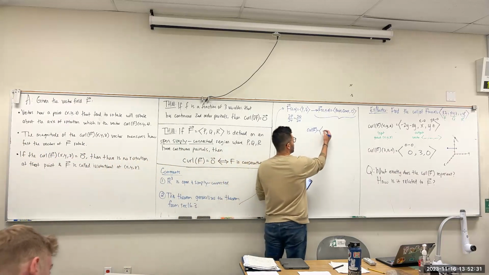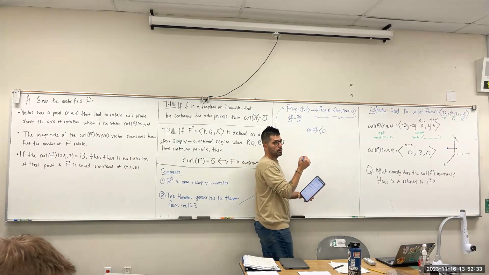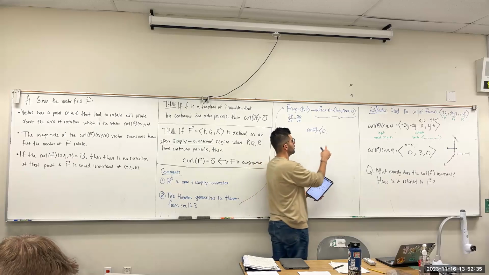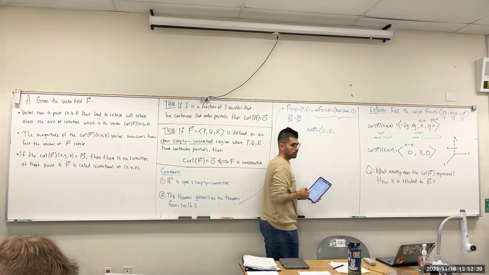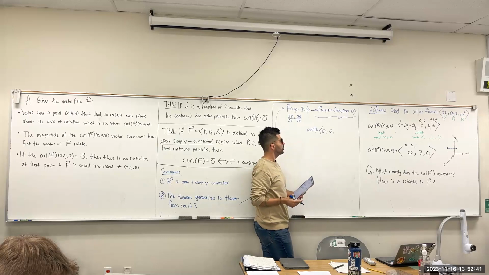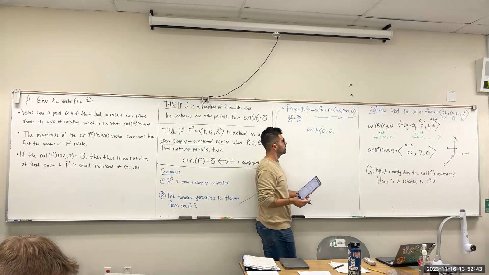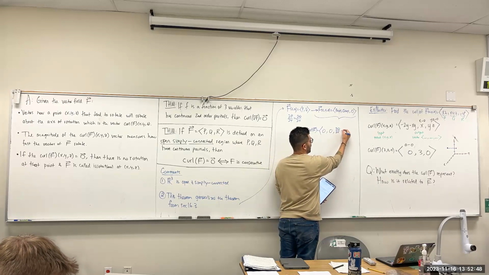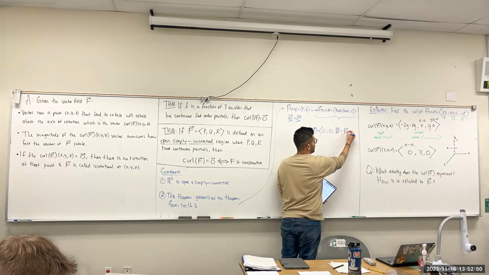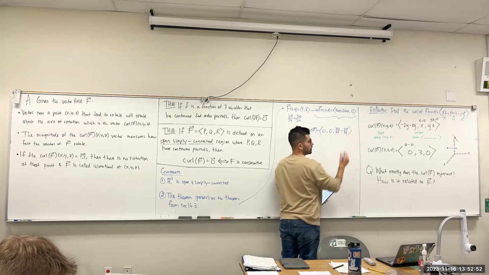All right. Are you guys getting 0 for the first component? What do you get for the second component? You should also get 0. And then for the third component, you would get the partial of q with respect to x minus the partial of p with respect to y. Okay?